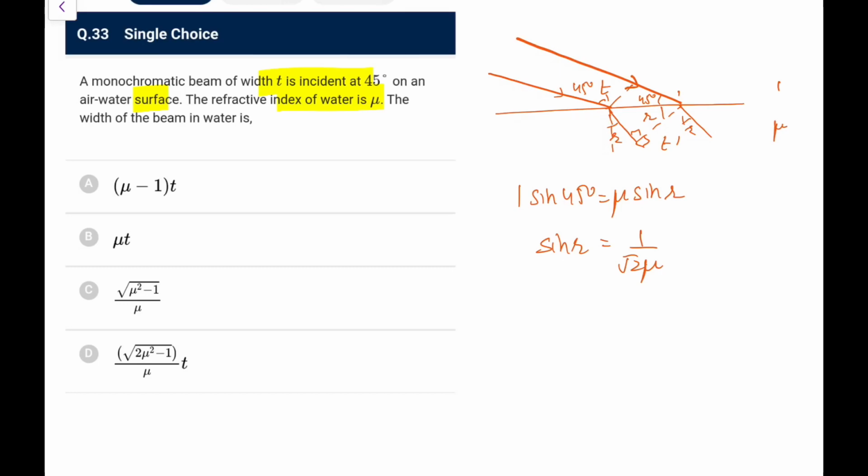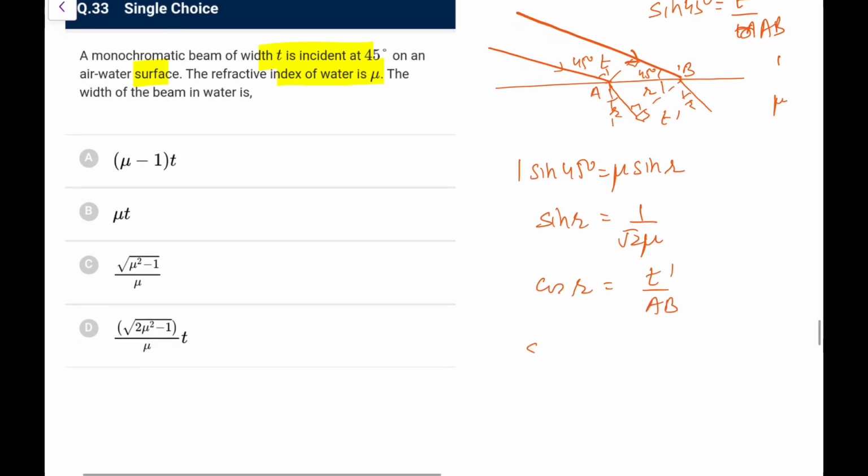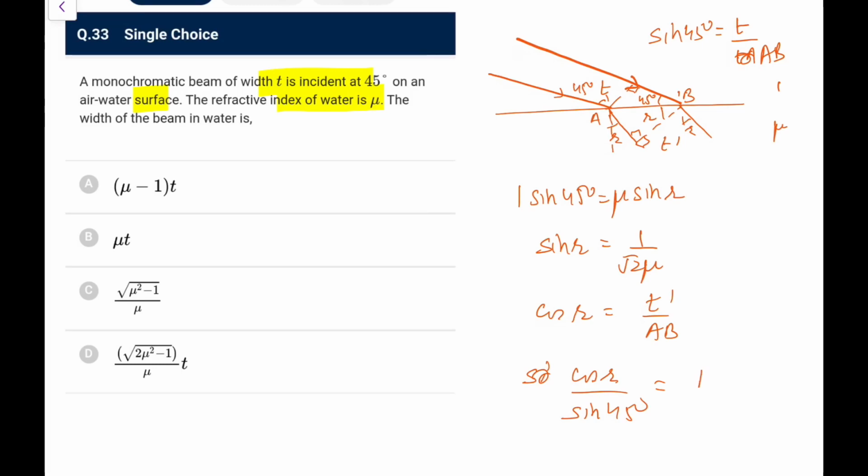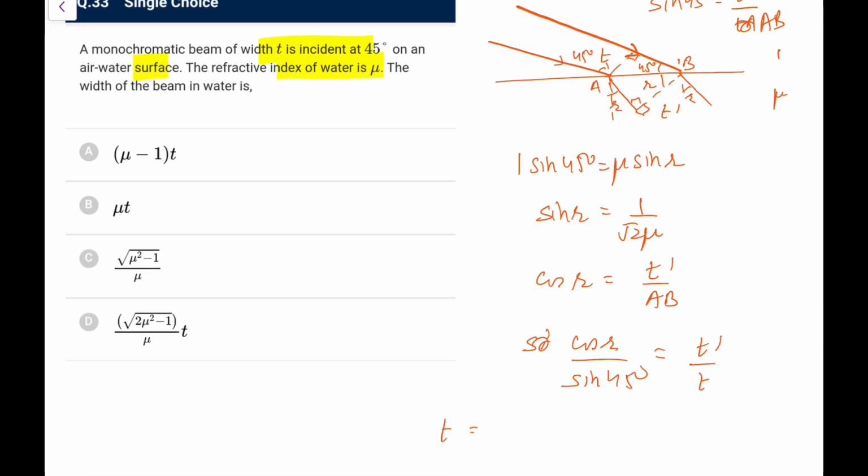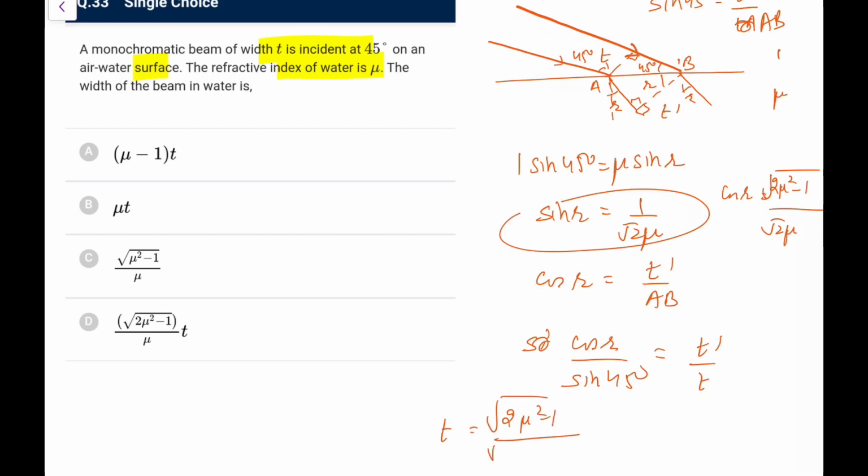So going by the data, in the above right triangle, sine 45 degree is equal to T upon AB, let's say this length is AB. And in the lower one, cos r is equal to T dash upon AB. If I divide both, cos r upon sine 45 is T dash by T. So T dash would be cos r upon sine 45, times T. Sine r is 1 by root 2 mu, so cos r would be root of 2 mu square minus 1, upon root 2 mu, and sine 45 is 1 by root 2, that cancels. So it is root of 2 mu square minus 1 upon mu into T. So go for option D. It's a good question, very good question.